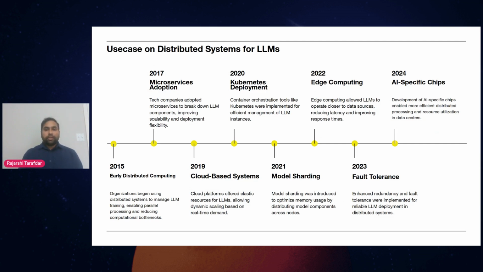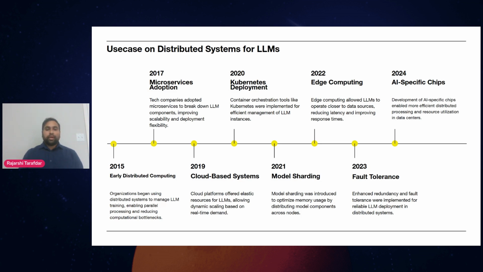And there are various use cases of distributed systems for LLMs: early distributed computing, microservices adoption, cloud-based systems, Kubernetes deployment, model sharding, edge computing, fault tolerance, and AI-specific chips. In early distributed computing, organizations began to manage LLM training, enabling parallel processing and reducing computational bottlenecks.